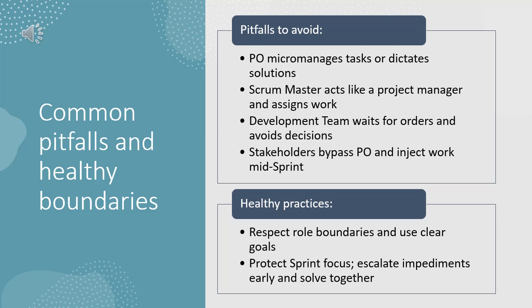Teams can slip into old habits under pressure. Here are pitfalls to watch for. Product owner micromanages tasks and dictates solutions. Scrum Master acts like a project manager and assigns work. Development team waits for orders and avoids decisions. Stakeholders bypass the product owner and inject work mid-sprint.